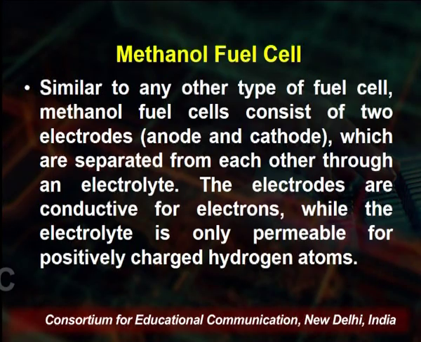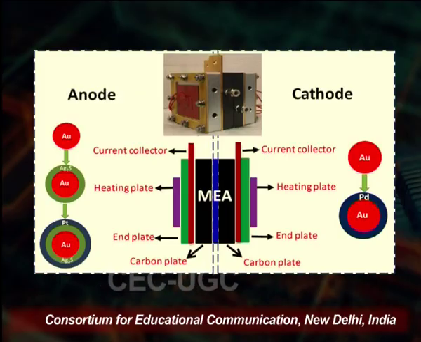What is this cell? It is a similar type of fuel cell, and the methanol fuel cell consists of two electrodes, anode and cathode, which are separated from each other through an electrolyte. The electrodes are conductive for the electrons, while the electrolyte is only permeable for the positively charged hydrogen atoms. You can see here this is the membrane, and this type of diagram is used for the methanol fuel cell.